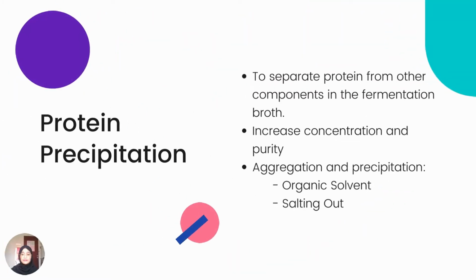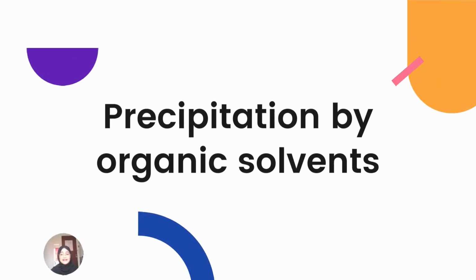In this video, we'll explain about one of the downstream processing methods, which is precipitation. Protein in fermentation broth is separated from other components, which will increase its concentration and purity through protein precipitation. Two commonly used methods are adding organic solvent and salting out.